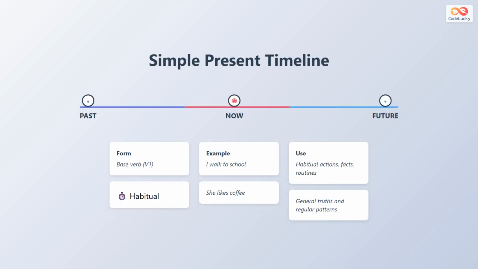The simple present tense describes habitual actions, daily routines, facts, or general truths. We form it with the base verb in its first form. For example, I walk to school, or she likes coffee. The simple present is used for actions that happen regularly, things that are always true, or situations that don't change. It describes what people do as a regular pattern or habit.